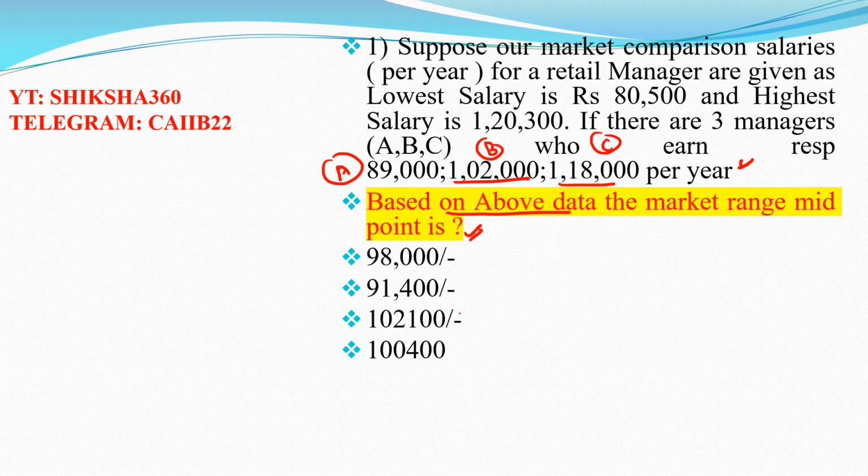So the first question, based on the above data, is the market range midpoint. Before discussing this question, we don't have much information regarding what Compa Ratio is. So before discussing this question, let's discuss what Compa Ratio is, and after that, I think all of you will be able to understand these questions.